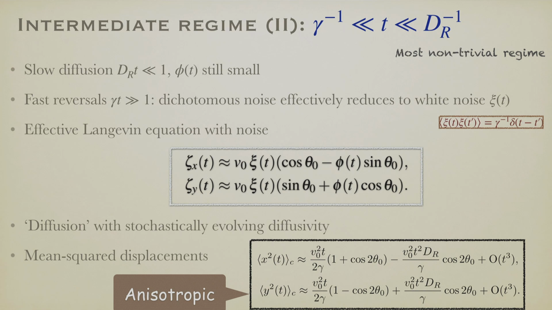So the change in the direction mostly comes from the reversals. In this case, if we look at the effective noises, then we see that we can write it as a product of a white noise and some term which involves just ordinary Brownian motion. And this is exactly what gives rise to this non-trivial behavior. If we look at the mean square displacement, we see first of all that this is still anisotropic. The mean square displacement along x and y are still different depending on the initial orientation.